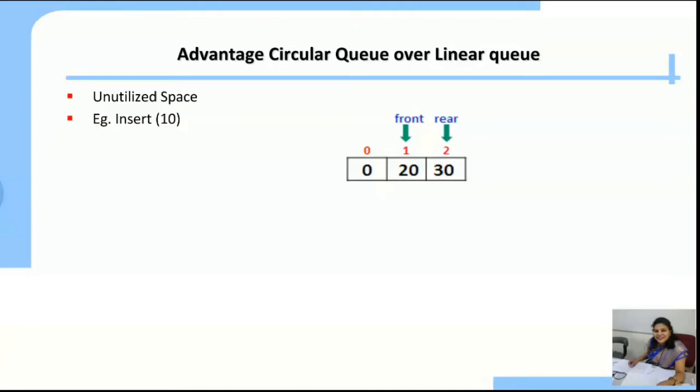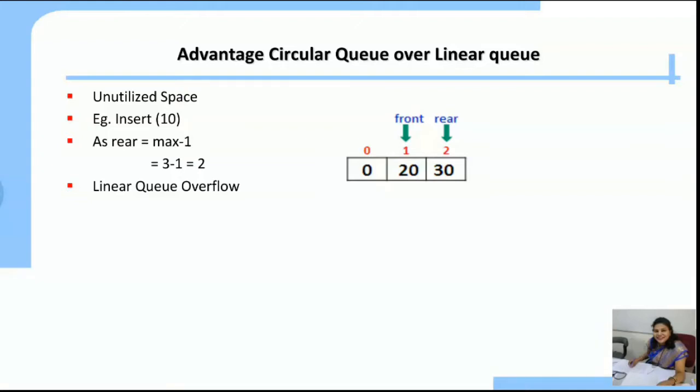Why? Remember that the overflow condition of the linear queue is rear is equal to max minus 1. Max is nothing but the size of queue. Here size of linear queue is 3, so 3 minus 1 is 2. Since rear is at 2, that is at max minus 1 location, your linear queue is overflow. It means you cannot insert element in this linear queue.